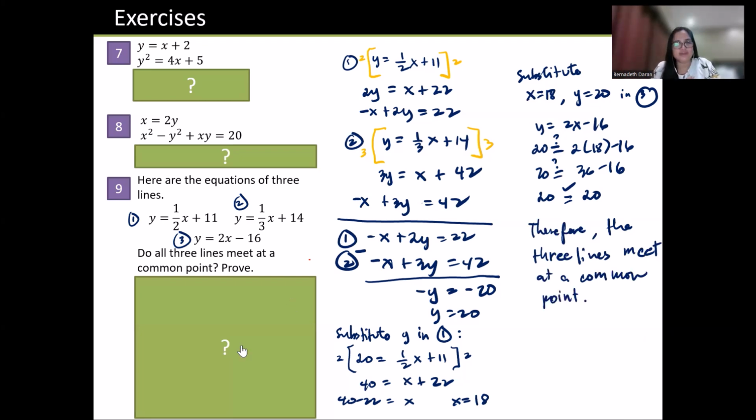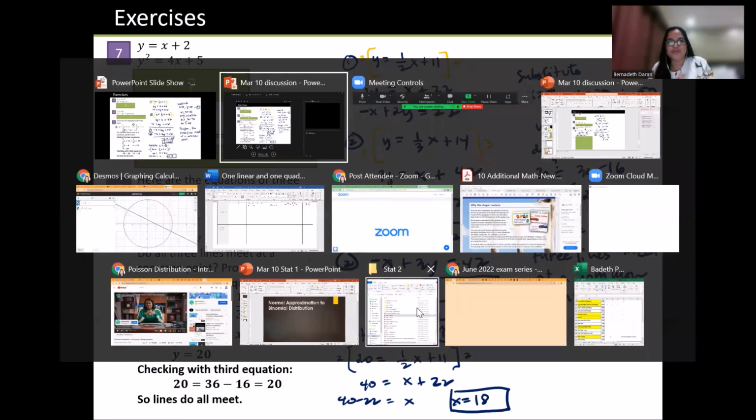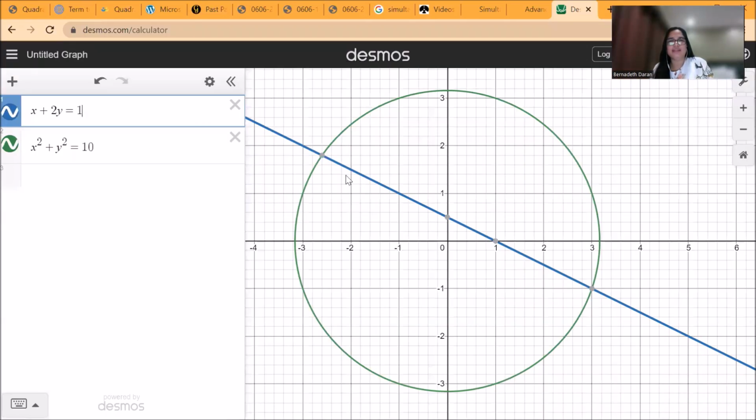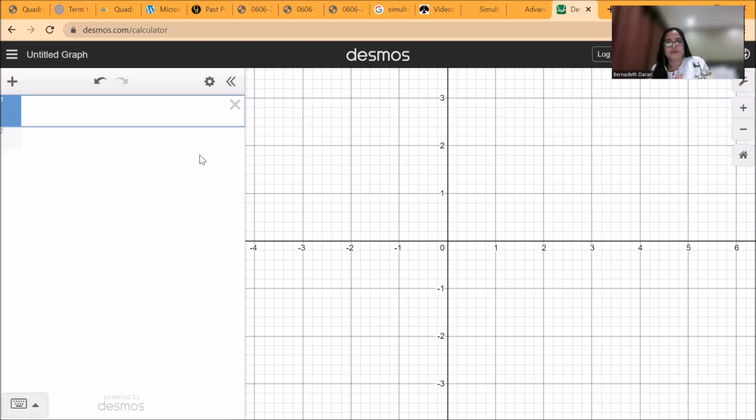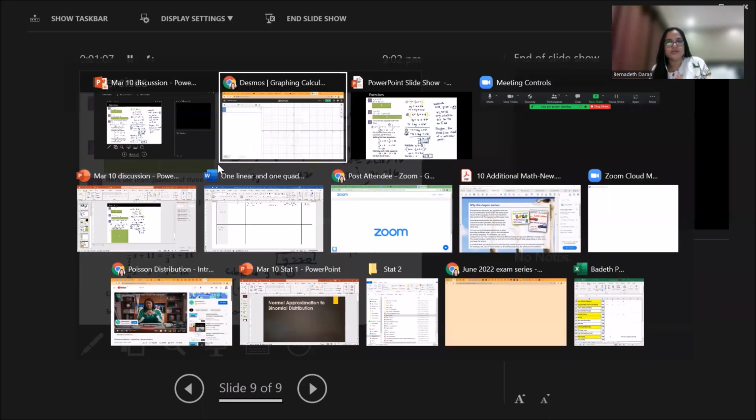So there you go. Let's see if we got the same answer. So y is equal to 20, there you go, and x is equal to 18. So the lines do all meet. Let us check that in a graph. Right? So, okay, oops, here's my slide.